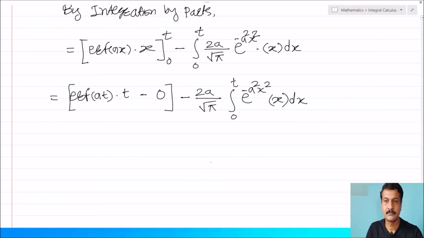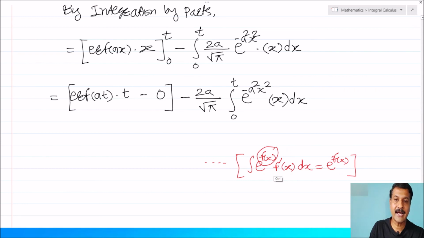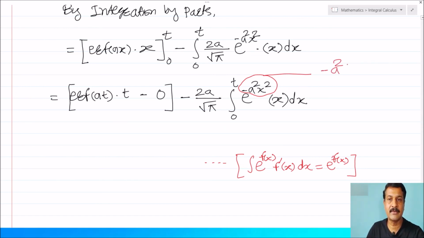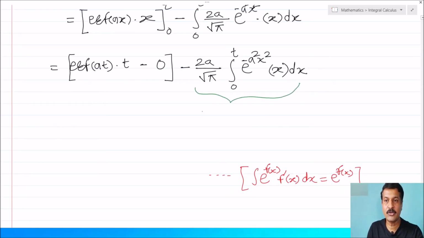So by using standard integration, what is that? The integration of e raised to f of x into f dash of x dx is nothing but e raised to f of x. So whatever the f of x, if its derivative is present here, then I can write directly e raised to f of x. So what is the derivative of this one? The derivative of this one is minus a square into 2x. But here it is only x, so I will adjust that. How? In the exam you do not need to write this step. This is only for our understanding.